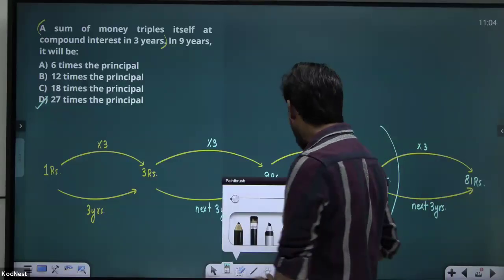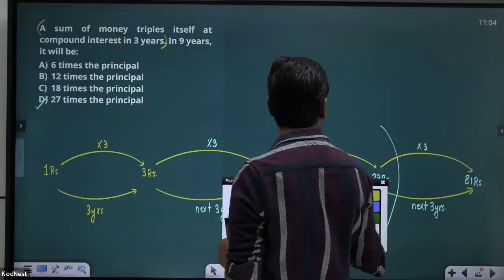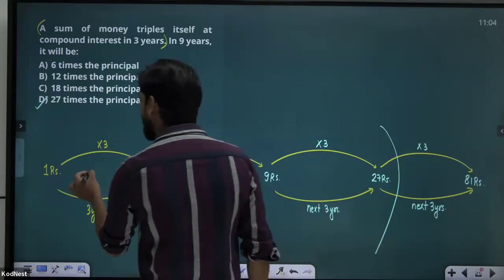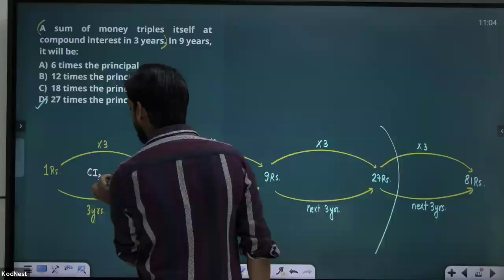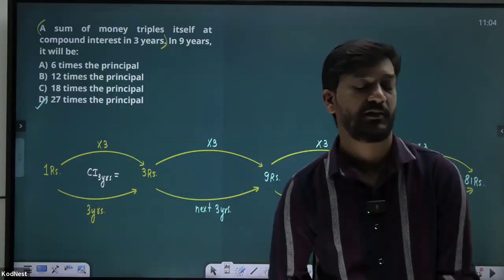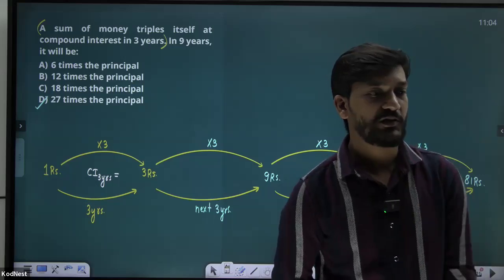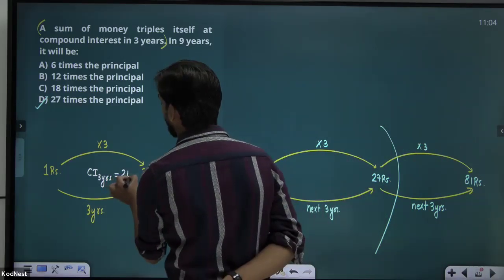So how much is the interest of these 3 years, please answer? How much will be the interest of these 3 years? Final minus initial. How much is the difference? 2 lakh rupees. Okay, 2 lakh rupees.